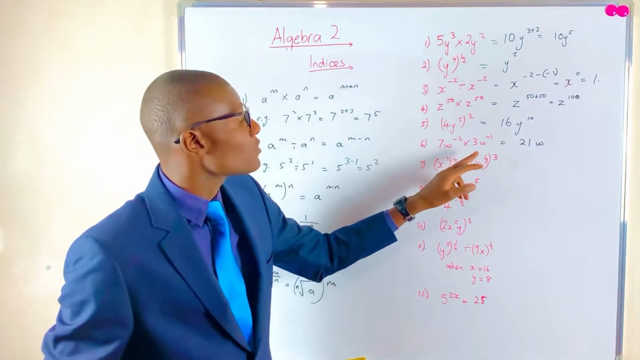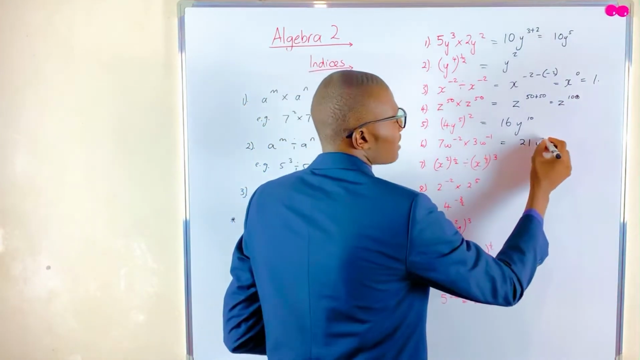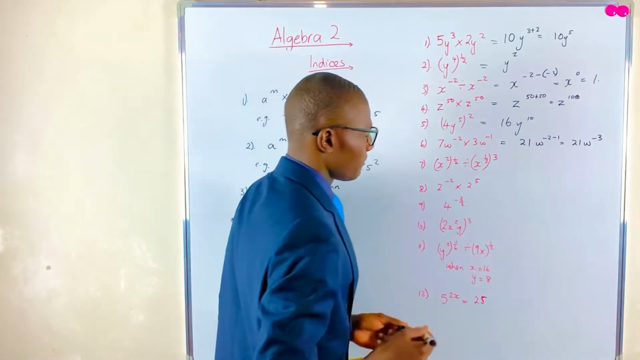Multiplication, same base, we add the powers. So minus 2 plus minus 1 is the same as minus 2 minus 1, which is 21w to the power of minus 3.